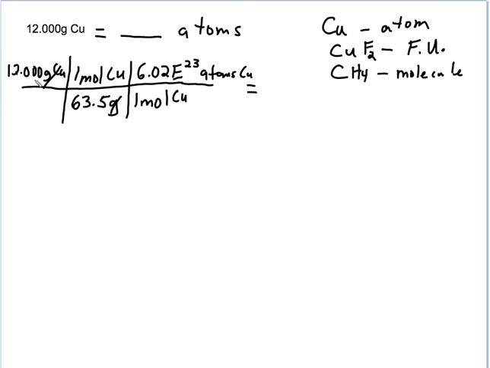And so I'm going to push the buttons on the calculator and see what this is. So 12 times 6.02 e to the 23rd divided by 63.5. And your calculator is going to say something like 1.1376377. So it's this big long number, and there's probably more digits than that. E to the 23rd power.